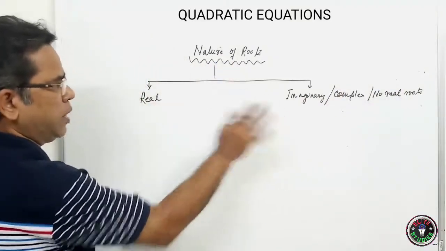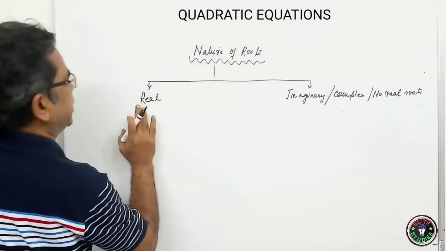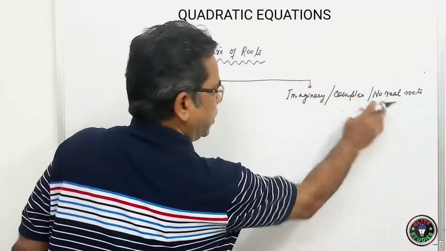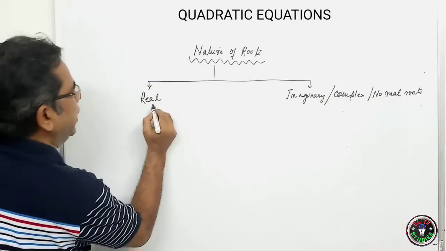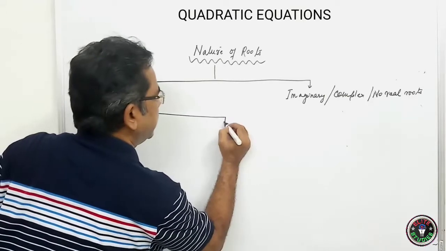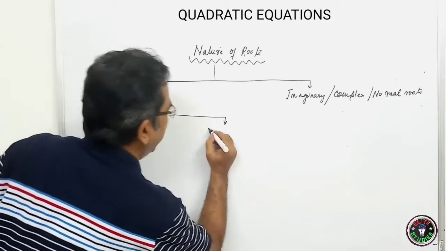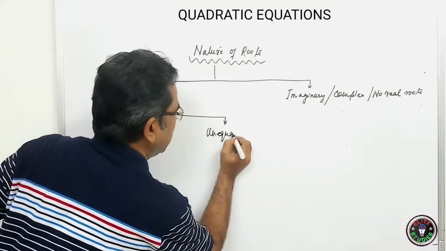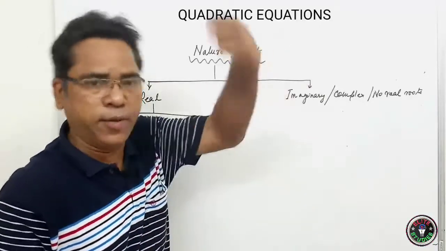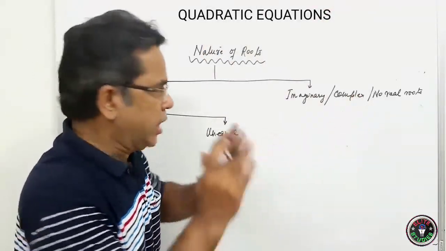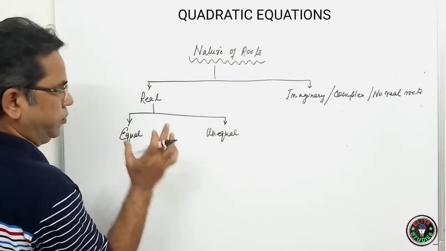Only there are two possibilities. So whenever you talk about nature of the roots, there are broadly two categories, real or not real, or imaginary or complex. Now in the real case, these are again categorized as equal roots and unequal roots. One more division is there, rational roots and irrational roots, that we will study in class 11. So, as far as the syllabus is concerned, we will restrict our study to equal and unequal roots.